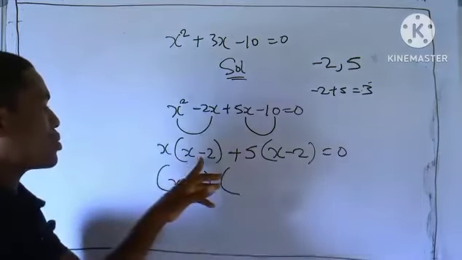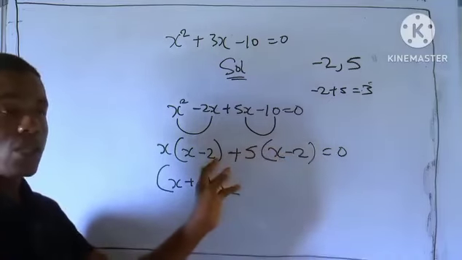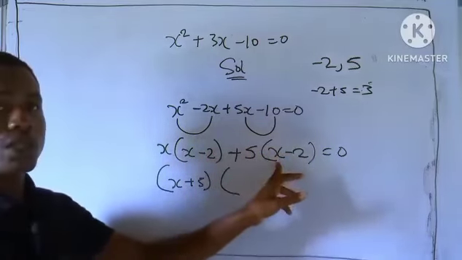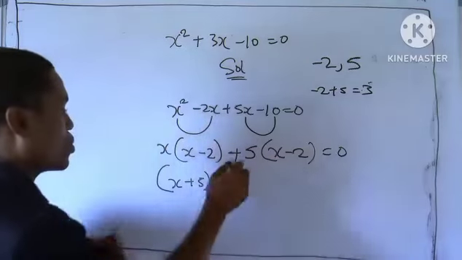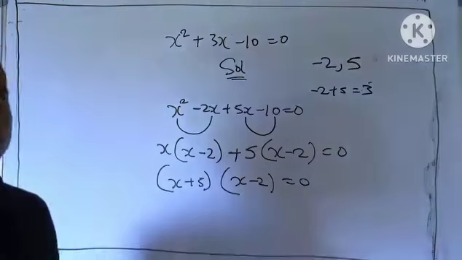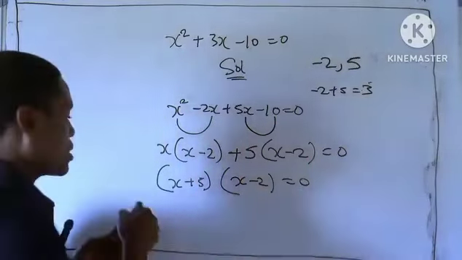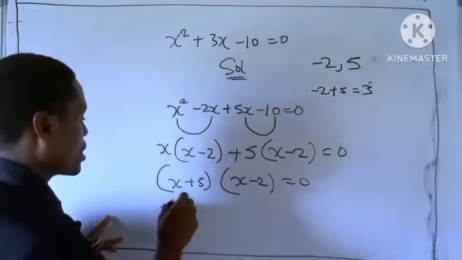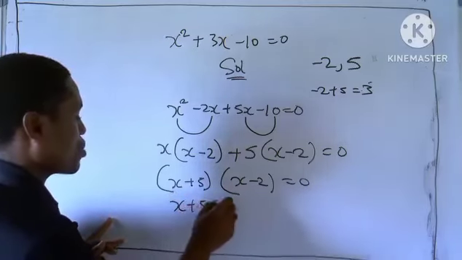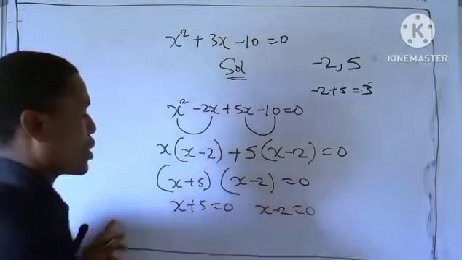Also, you can see that these two terms are similar. They are the same, right? So what you need to do is to take only one term. Are you getting it? So x minus 2 equal to 0. Are you getting it now? So everything is equal to 0. Let's separate them. So we have x plus 5 equal to 0, or x minus 2 equal to 0.